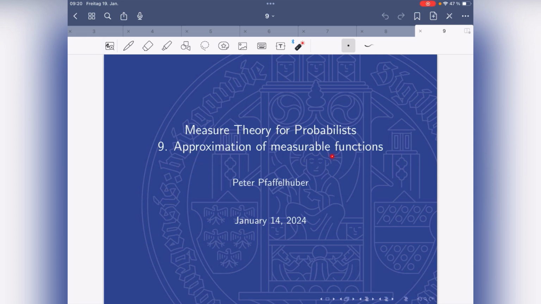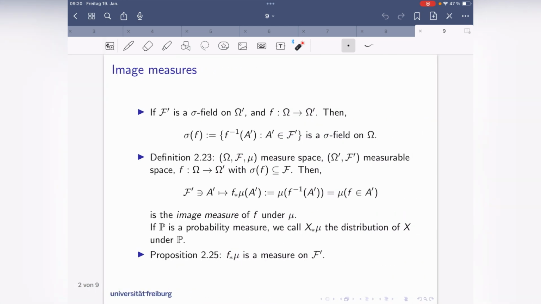Approximation of measurable functions. We already know something of what is on this slide here. We had in one of the previous videos that if you have a function f and you have a sigma field F' on omega prime, on the codomain, then we define sigma of f. So you look at f to the minus 1 of A', so the pre-image of A', for all A' in F'. Then this here is in fact a sigma field, and we will need that often in this video today.